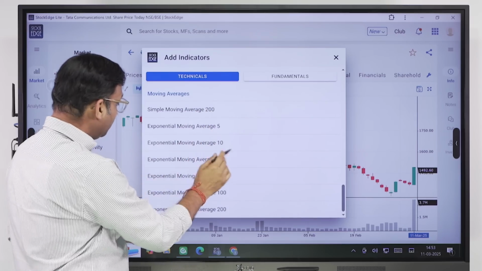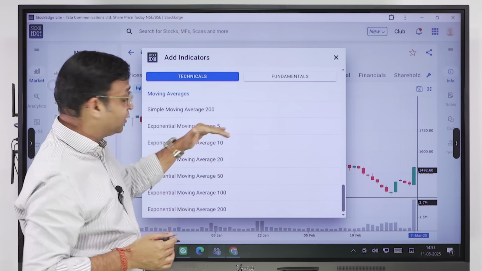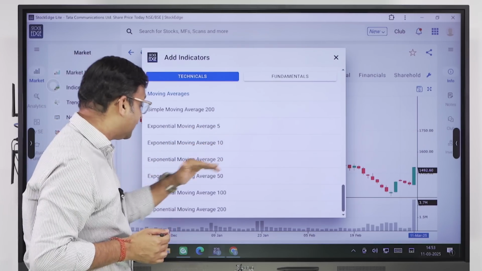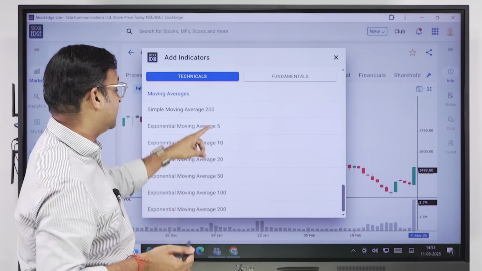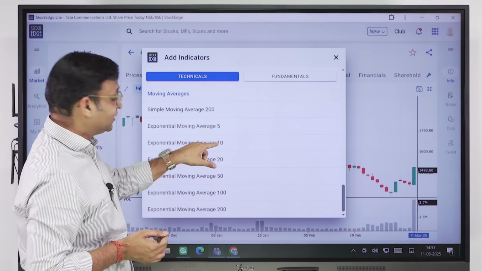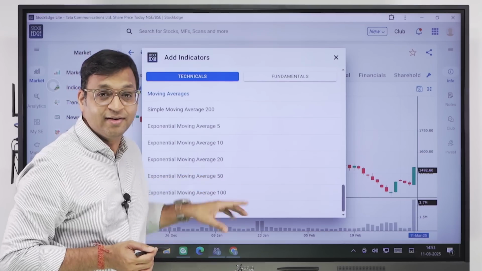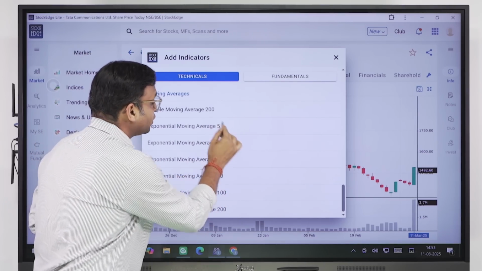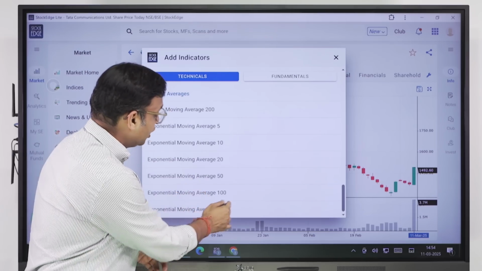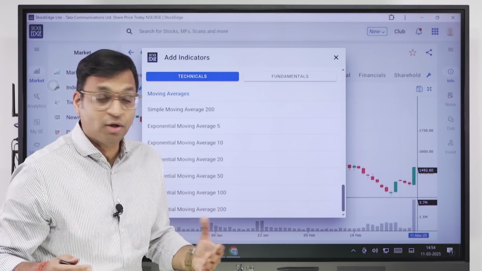So if you go down, we have 5-day exponential moving average, 10-day, 20-day, 50. It means last 5 days' data is considered for the average calculation. This means last 10 days' data is calculated for the average. This means last 20 days' data is taken, okay? If you are a short-term trader, you want to see a shorter tenure moving average. If you are a longer position holder, you want to see the longer tenure moving average.